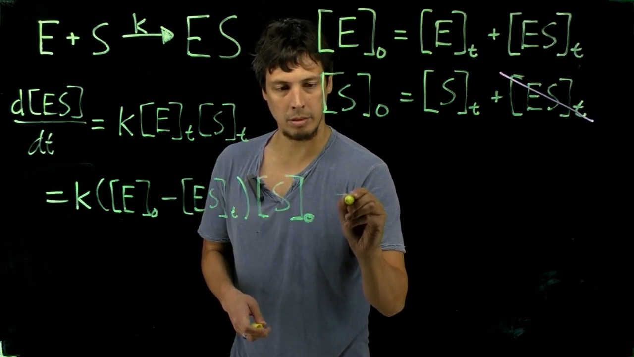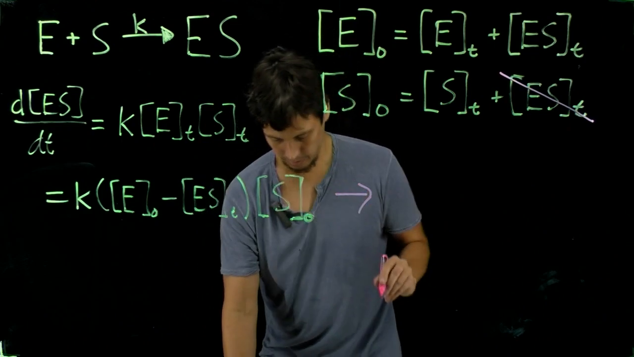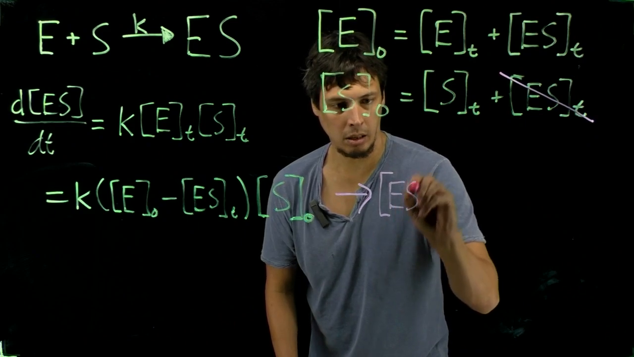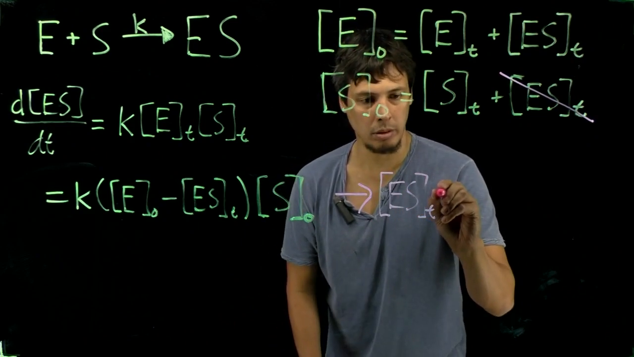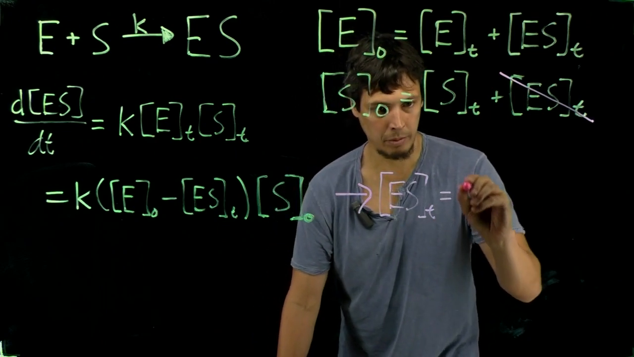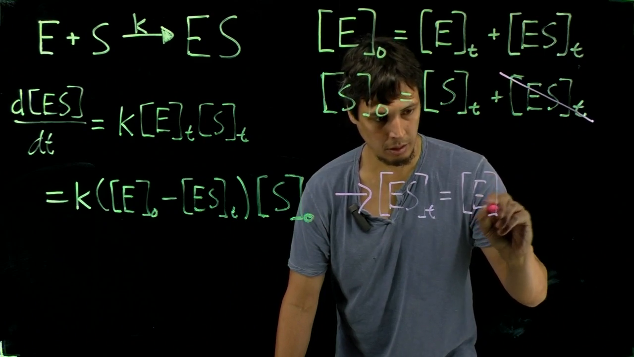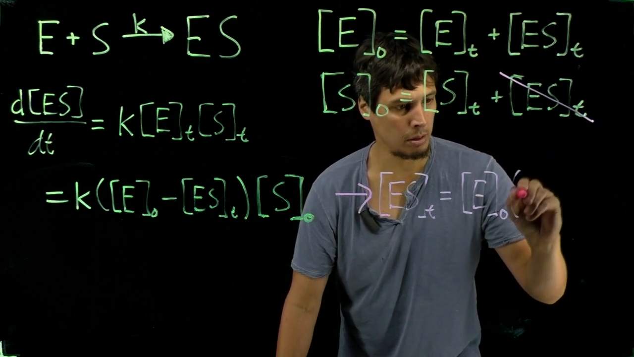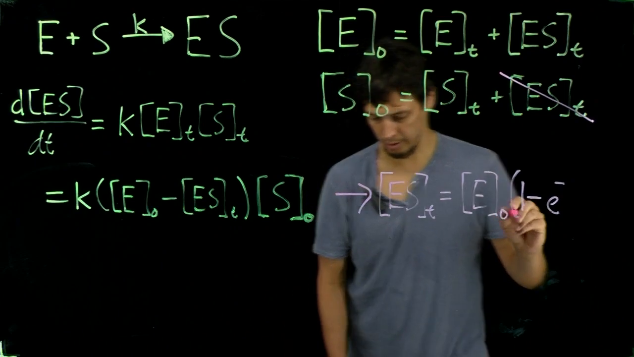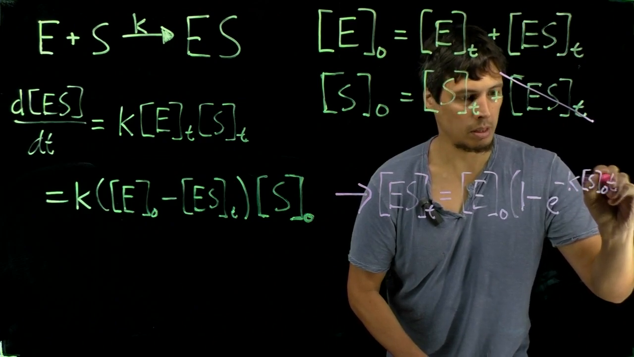And so what the final equation ends up looking like for this is [ES] of t is equal to E naught times 1 minus e to the negative k times the substrate concentration times t.